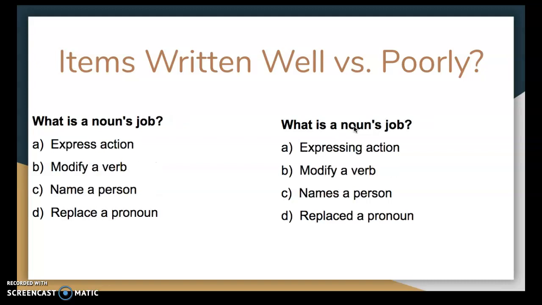Here we have another question. Pause the video, figure out which one you like the best.